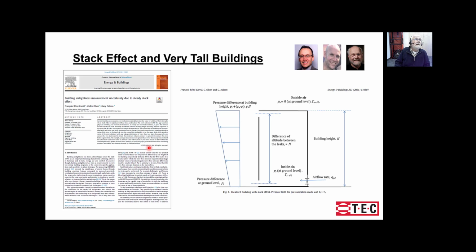So this is called building airtightness measurement uncertainty due to a steady stack effect. And here we see a tall building with the pressures due to the stack effect.